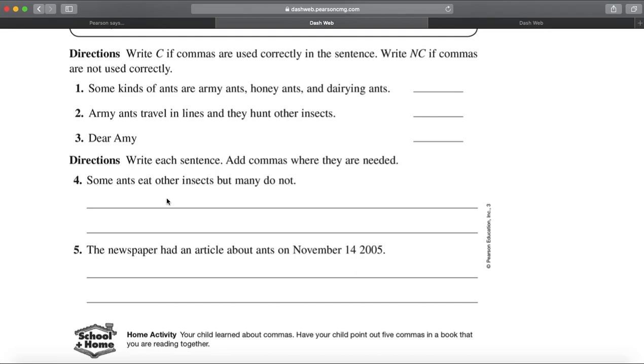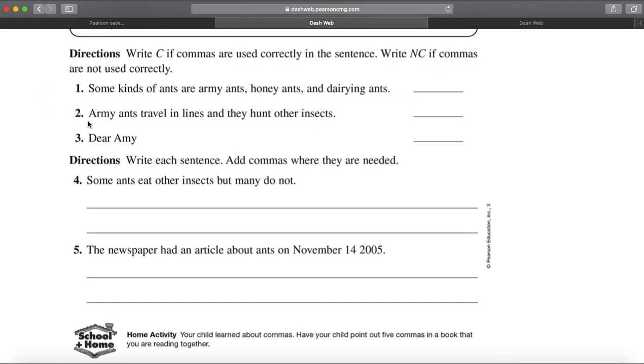We've opened page 422. Now we should write C if commas are used correctly in the sentence, or write NC if commas are not used correctly. Some kinds of ants are army ants, comma, honey ants, and dairying ants. So in this case, do you think the commas are put correctly here? Yes. Look, we separate a series of words. So it's correct 100%. So we should write C. So this is a perfect sentence.